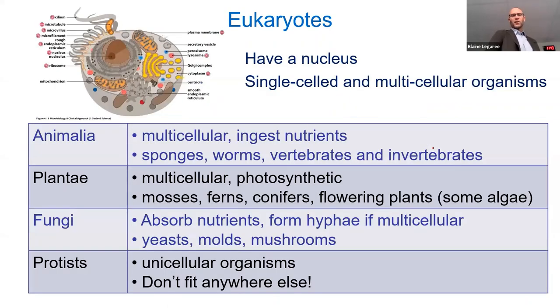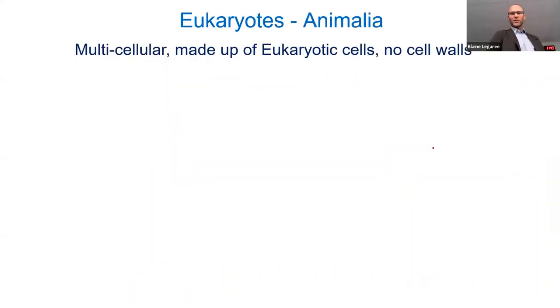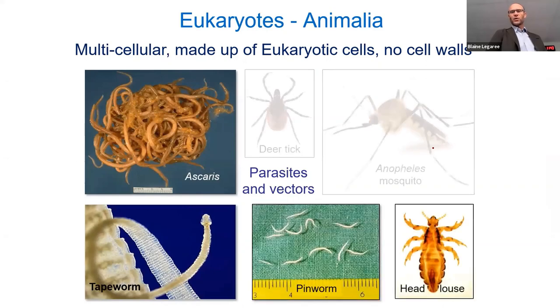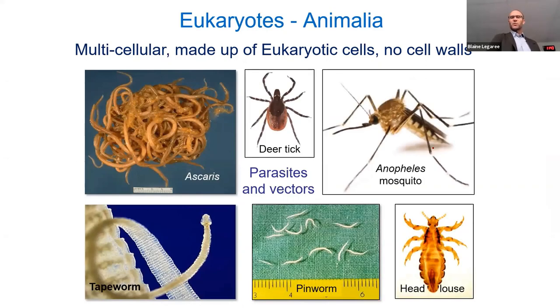Eukaryotes: in this course, we're going to be talking about animals that infect us. What do I mean by that? I mean worms for the most part. There are a few other things, but some really nasty, creepy crawlies. We're also going to be talking about some vectors, which means things that can spread disease. Ticks and mosquitoes, for example, are things that can spread disease.